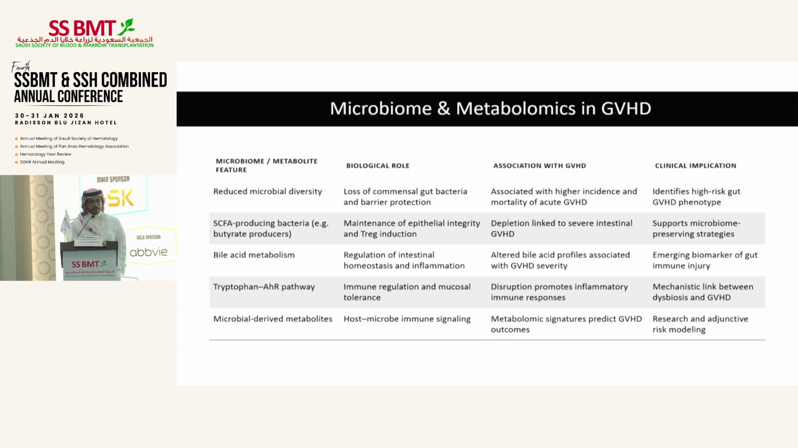And then we have the microbiome and the metabolic biomarkers. I briefly discussed them in the previous slide. Those are the features: reduced microbial diversity, SCFA-producing bacteria, bile acid metabolism, tryptophan AHR pathway, and the microbial-derived metabolites. Most of the microbiome biomarkers are still at the research phase, not yet used in the clinical trials that are focused on biomarker assessment in GVHD.